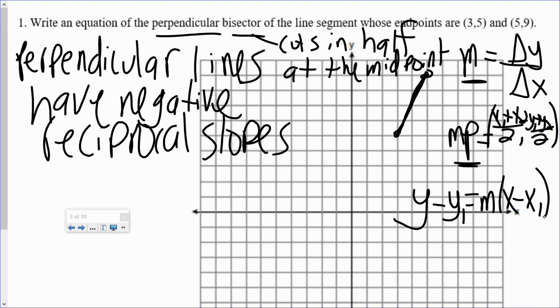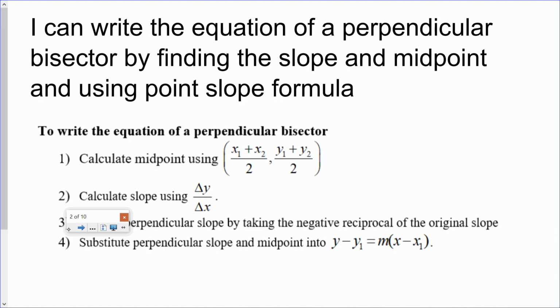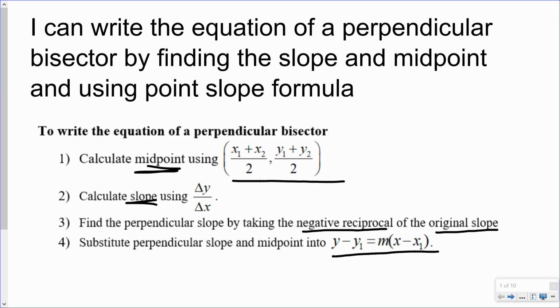So now that we talked about it, let's just take a look at the steps. Your first 2 steps are going to be to calculate the midpoint using the midpoint formula and calculating the slope using the slope formula. It does not matter in which order you calculate the midpoint or the slope. Now I'm going to find the perpendicular slope by taking the negative reciprocal of the original slope. So my original slope, whatever I get, I take the negative reciprocal of that, which we did in the last unit. And then once I have my slope and I have my point, I substitute it into point slope formula.